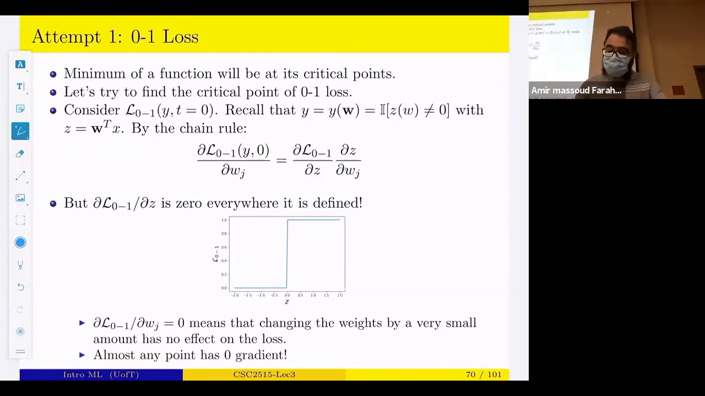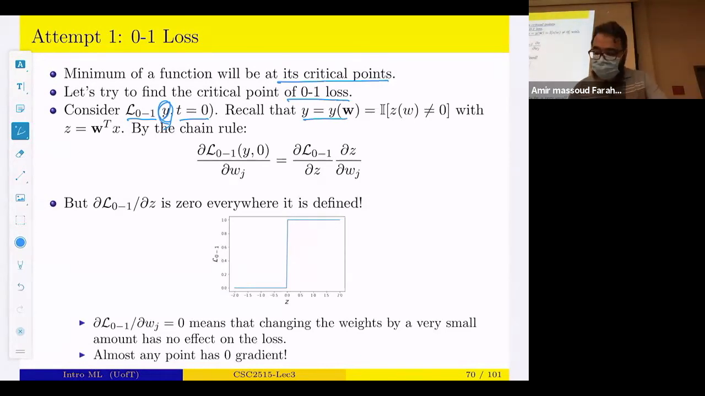Okay, so minimum function, we knew that. It's a critical point, so we can try to do gradient descent. So let's try to find the critical point of the 0-1 loss function. Consider the 0-1 loss function of y and t equal to 0. I just assume that the target is 0 for simplicity and write this 0-1 loss function as a function of w, of y. Remember that y is actually a function of weights.